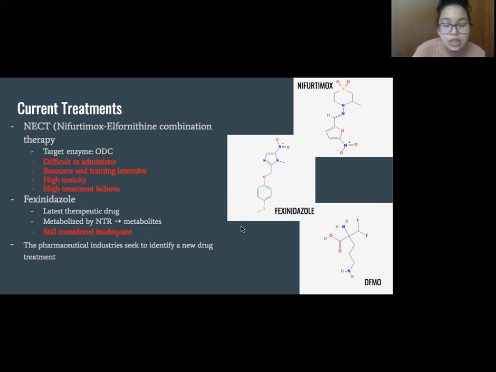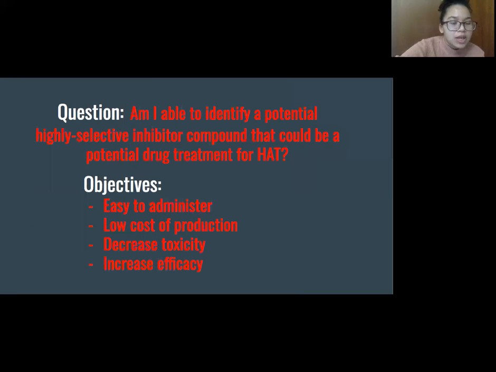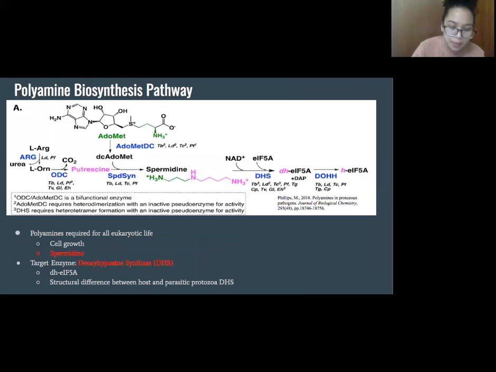So as you can see, there's still room for improvement of treatment for HAT. And that's why the pharmaceutical industry seeks to identify new drug treatments that would produce better efficacy with fewer side effects, exceeding the current treatments. So it led to my question: am I able to find a potential highly selective inhibitor compound that could be a potential drug treatment for HAT? My objectives are that it's easy to administer, low cost of production, decreased toxicity, and increased efficacy.